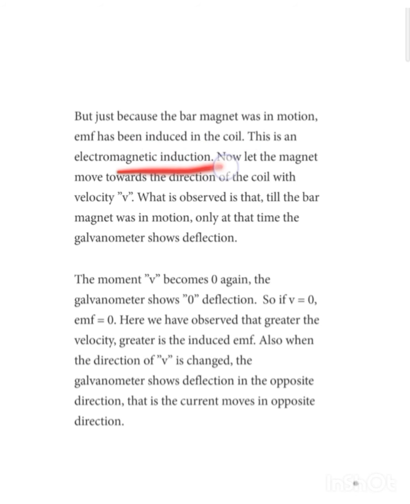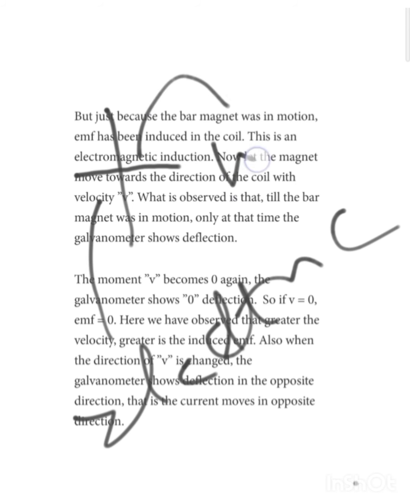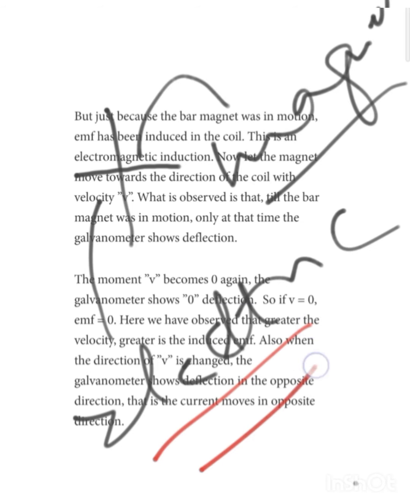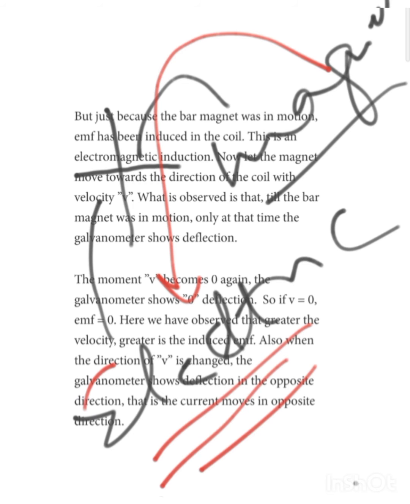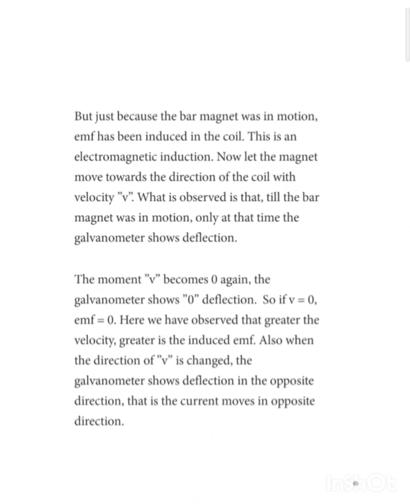This is electromagnetic induction. Now you can see over here that this is called electromagnetic. If you divide this one, electro means electric, and magnetic, that one is magnet. So if you are producing electricity with the help of change in magnetic field, this one is known as electromagnetic induction.